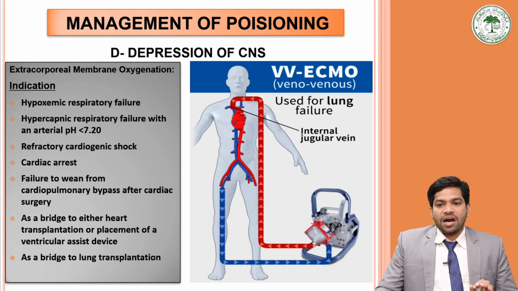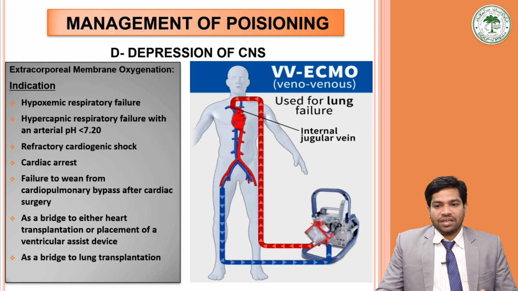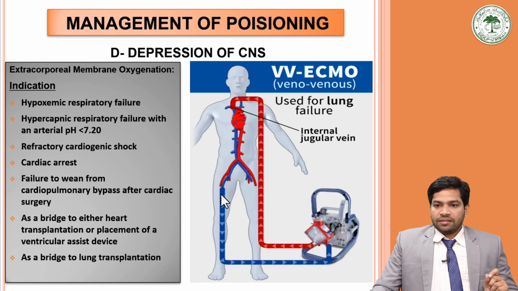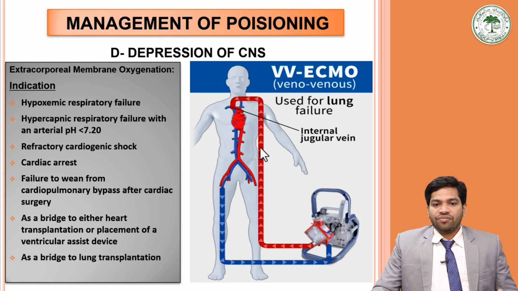Central veno-arterial ECMO may be used if cardiopulmonary bypass has already been established with cannula in the right atrium and ascending aorta. In veno-venous ECMO, cannulae are usually placed in the right common femoral vein, as you can see in the picture, for the drainage, and the right internal jugular vein for the infusion.